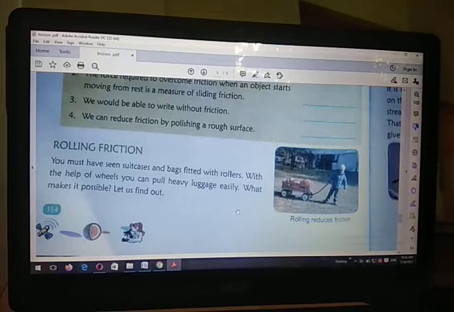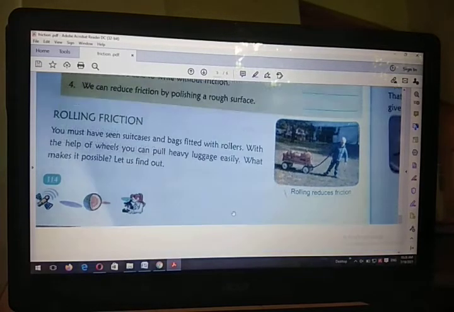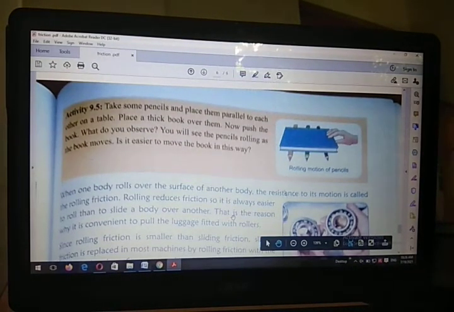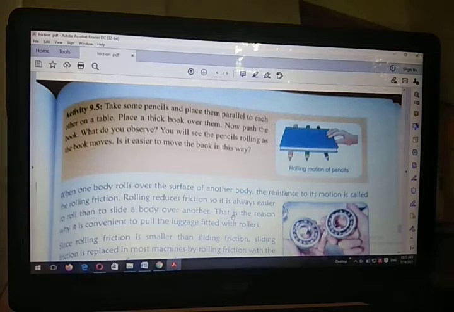In rolling friction, we need to roll heavy objects. You can see this Activity 9.5. In this activity, we take some pencils and place them parallel to each other on the table. When we place a thick book over them and push the book hard, we will observe that the book starts to roll on the pencils, and due to that rolling the book starts to move.